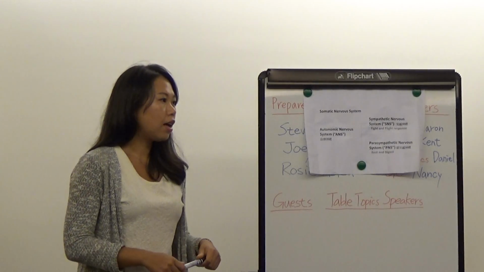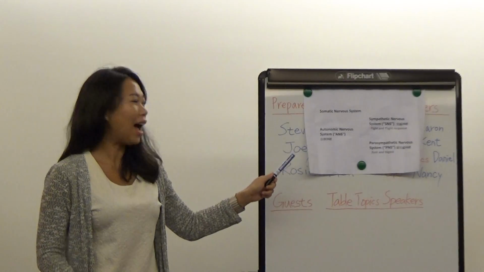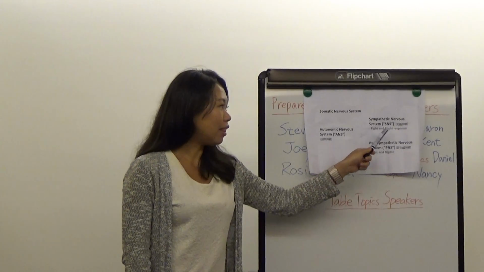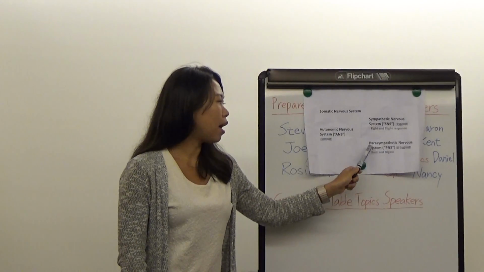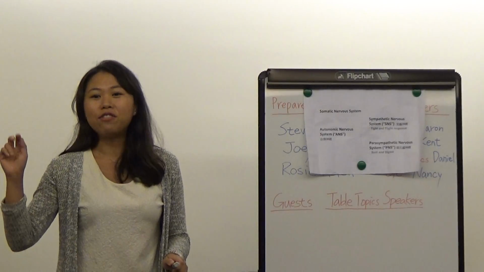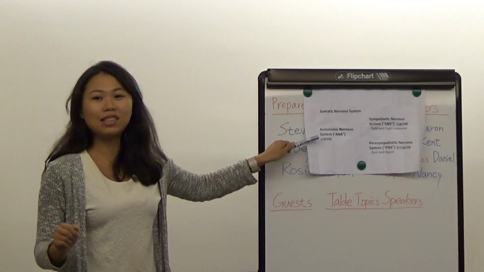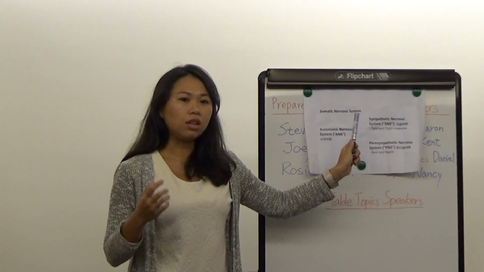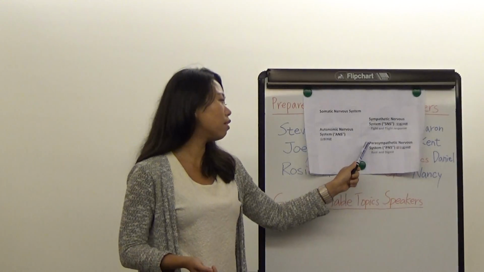There are two categories under ANS, the sympathetic nervous system and the parasympathetic nervous system. It's called 交感神经 and 副交感神经, and together that is 自律神经. SNS is short for sympathetic nervous system, and PNS is short for parasympathetic nervous system.